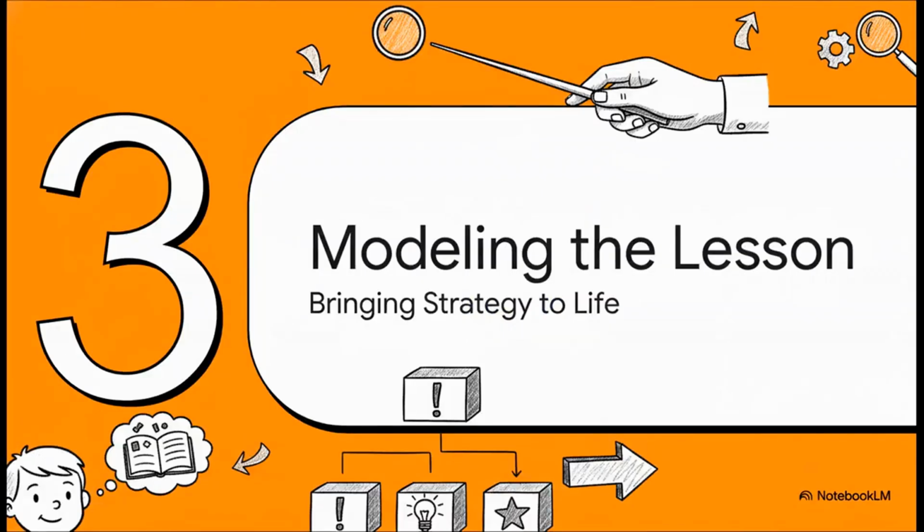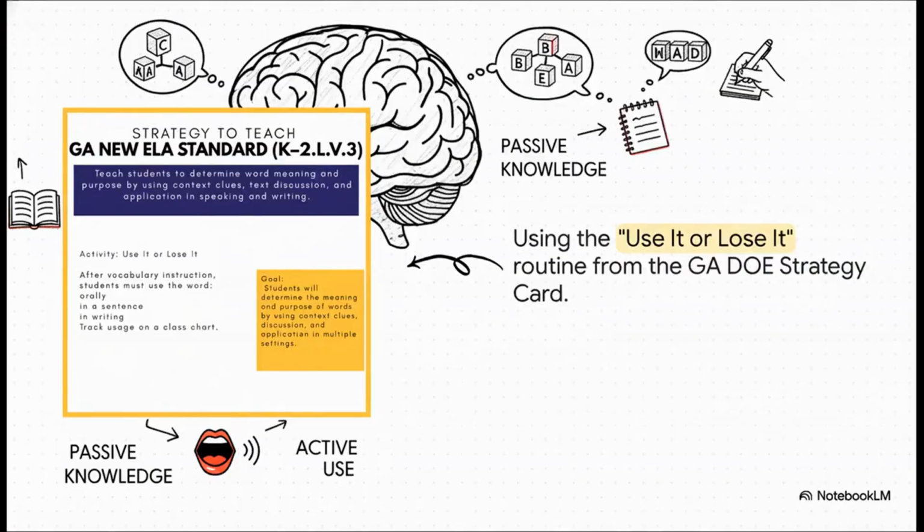Okay, now for my favorite part, putting it all into action. We're going to model a complete lesson segment, and we're pulling it directly from the official strategy card that goes right along with this standard. The routine we're going to use is called Use It or Lose It. And the name says it all, right? This strategy is specifically designed to bridge that gap between just knowing a word passively and being able to actively use it, which, you'll remember, is the whole point of this standard.